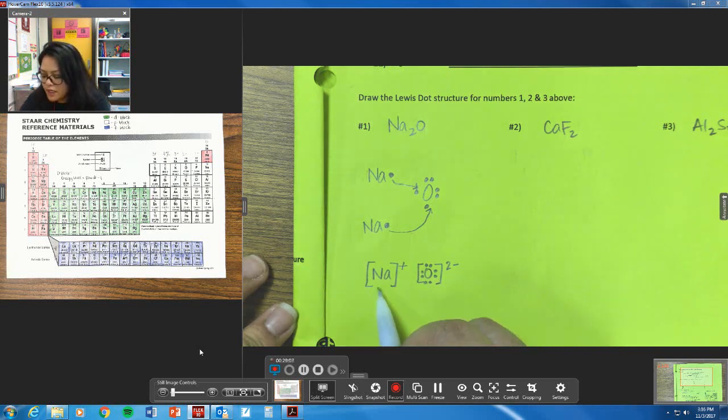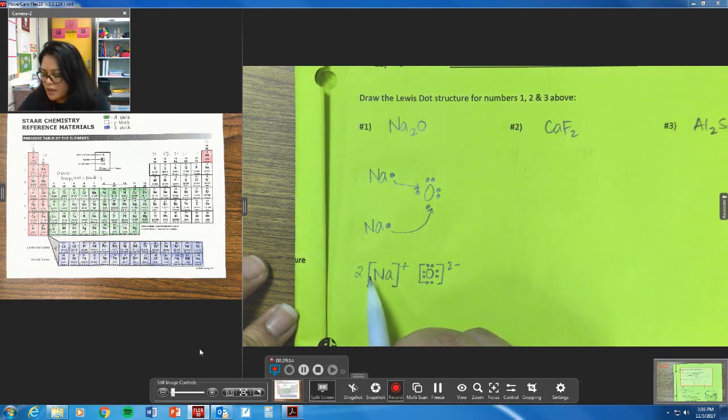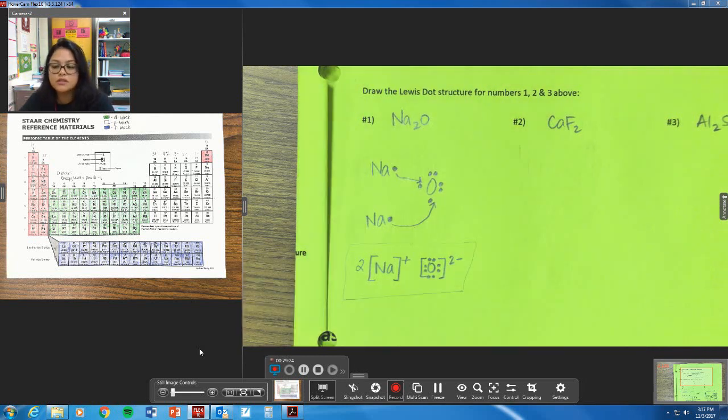Okay, and then don't forget coefficients. How many sodiums did you have? I had 2 sodiums. And then how many oxygens did you have? Well, I only had 1. Okay, so this should be your final answer for your Lewis dot diagram structures.